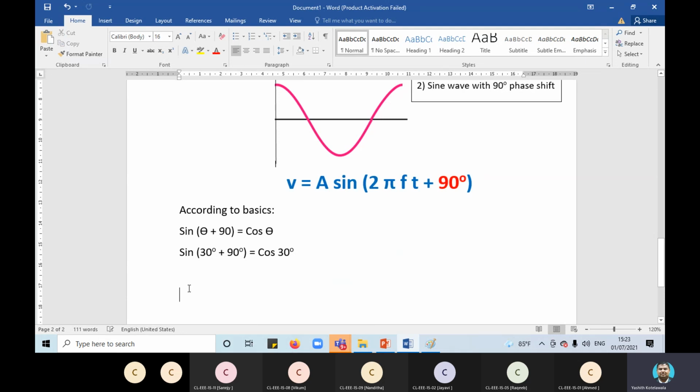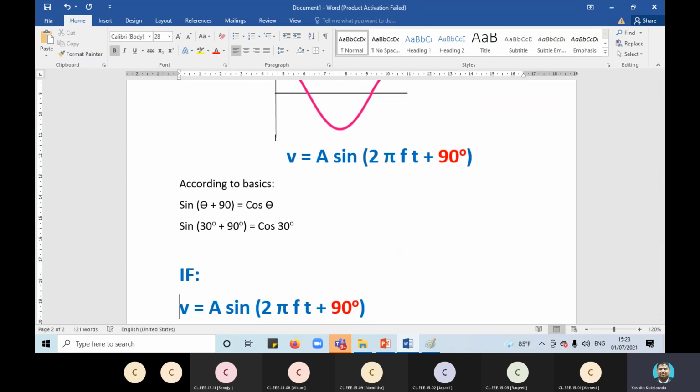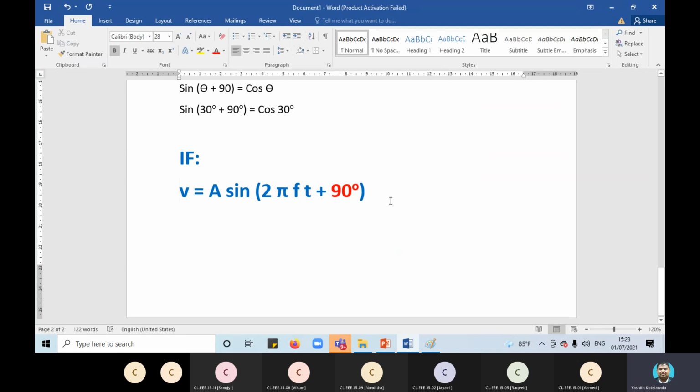Say, if V is equal to this, A, forget about A, we get sine omega, sorry, sine 2 phi ft plus theta plus 90, right? 2 phi ft plus 90. So this is the other way around, right? You think about this 90. Here you have the 90. 2 phi ft represents theta, right?